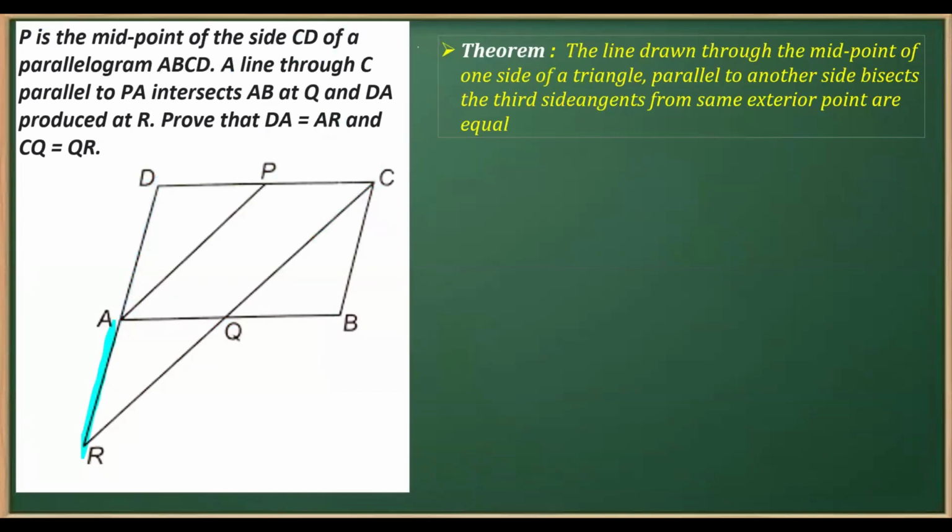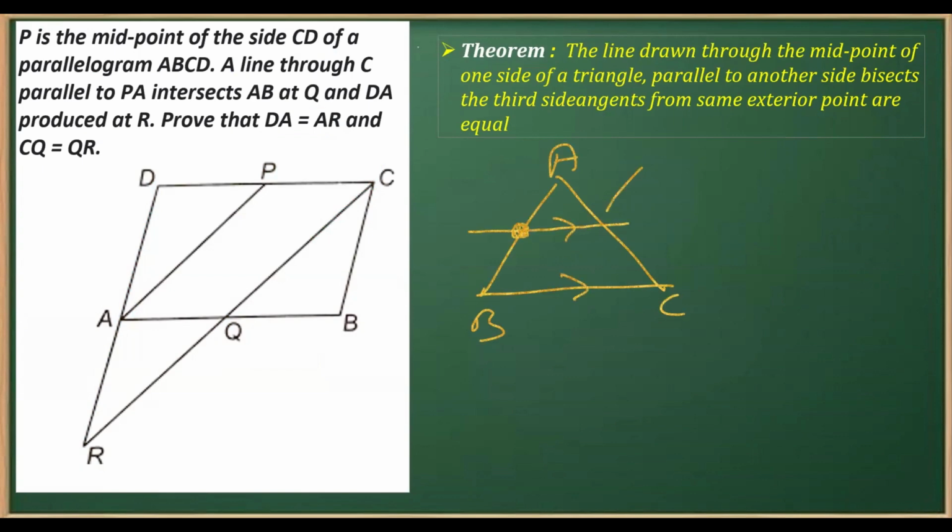Well, as I said, this question is based on the property of the converse of the midpoint theorem. So let's just brief it. What does the converse of the midpoint theorem say? It says that if a line is drawn through the midpoint of one side, and if it is drawn parallel to the other side, then it will bisect the third side. That means the result will be, say, AP is equal to BC.